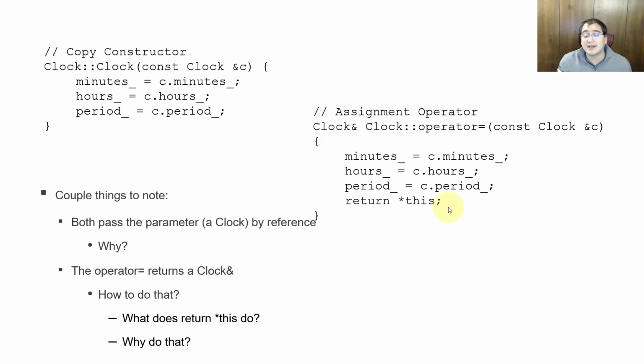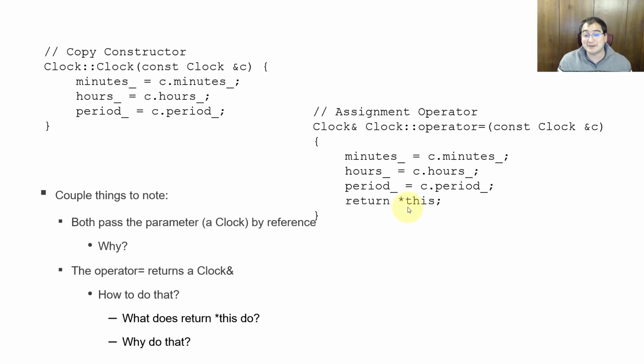So once again, the assignment operator is a little bit complicated. I'm going to go through it one more time. It takes in a constant reference to a clock, and it does the assignment. It changes the object to have the same values as c here, and then it returns a reference to the object that was just changed, which is done by dereferencing the this pointer.